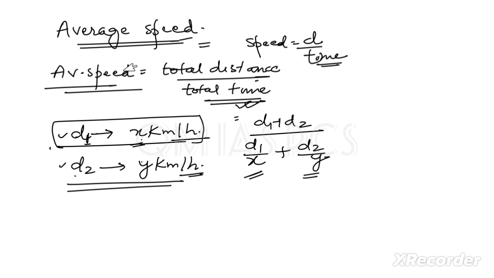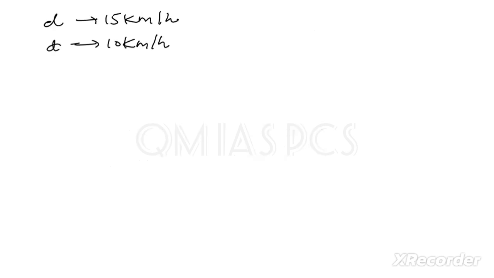Now let's solve a simple question, then you will understand the concept behind this. It's a very simple question. A car covers distance d at a speed of 15 km per hour, and when returning it covers the same distance d at a speed of 10 kilometer per hour. So what is the average speed of the whole journey? Average speed is equal to total distance, that is d plus d.